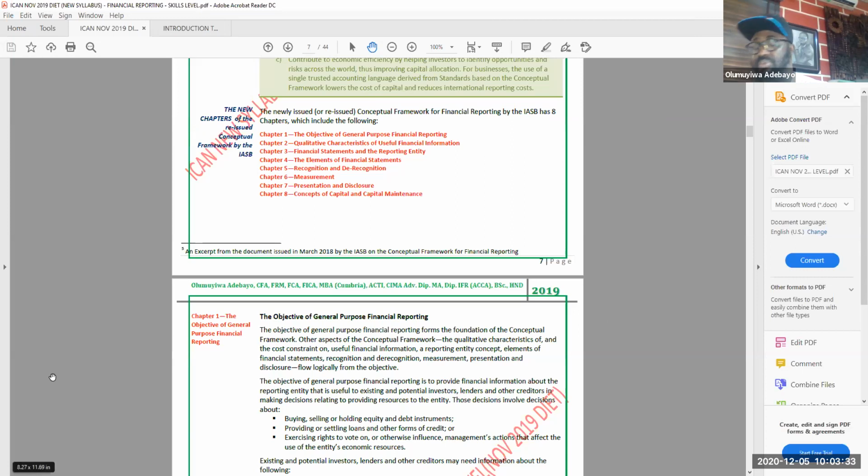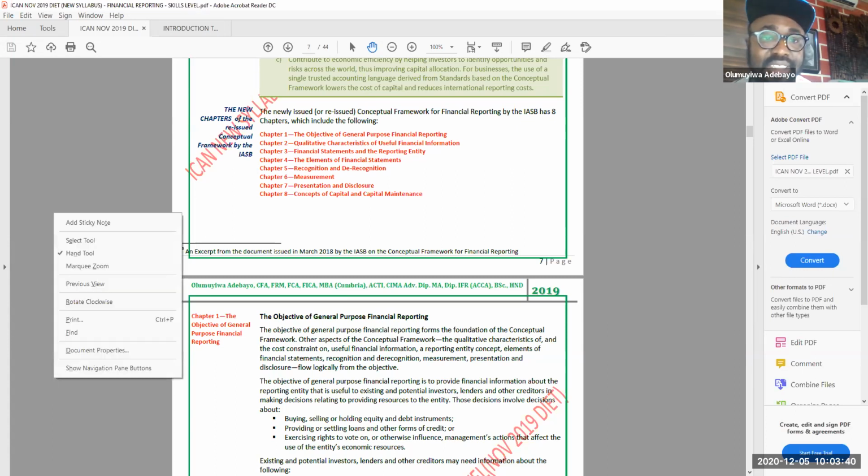Now, for example, we could summarize it by saying our users can be made up of external and internal.